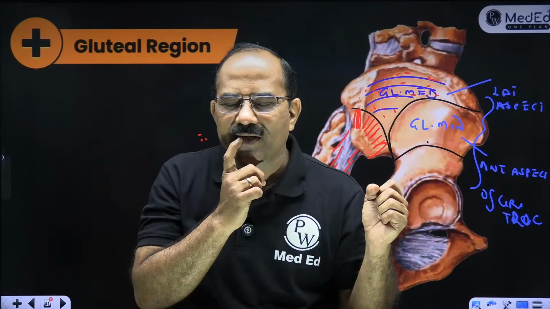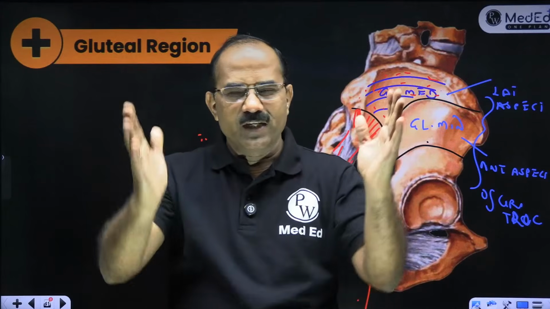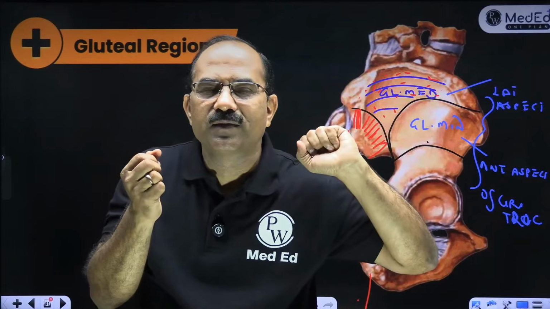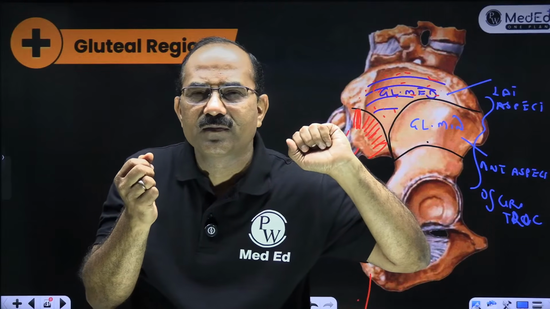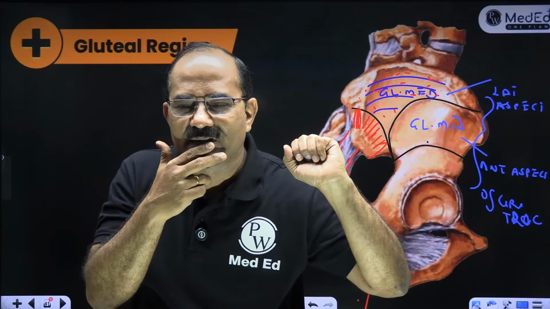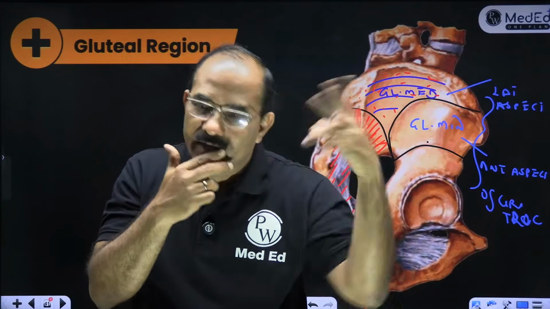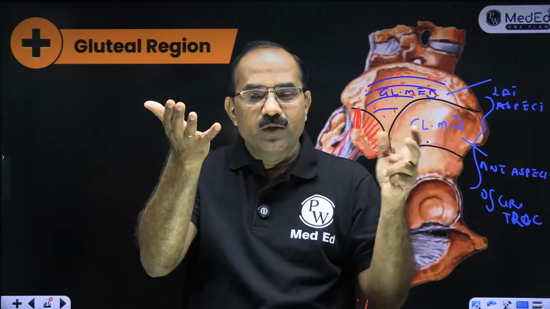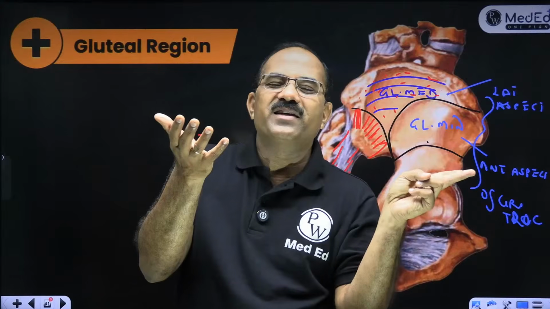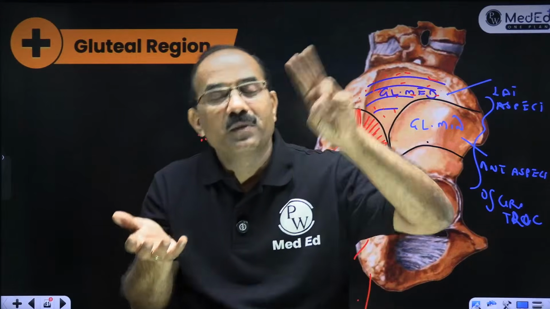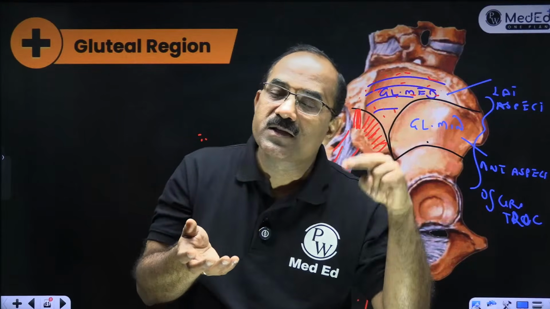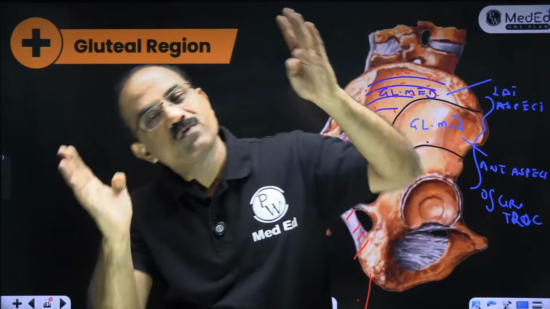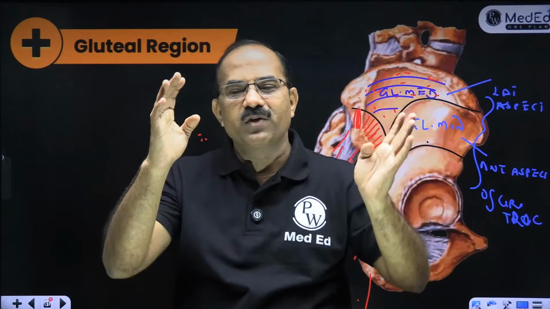I'm standing on two legs. If I lift my right foot up, which glute is contracting? The left side. If I lift my right foot, the left gluteus medius and minimus contract. So if my left gluteus medius and minimus are paralyzed, when I lift my right foot off the ground, the pelvis will fall on the right side.